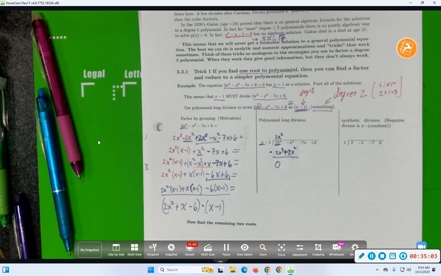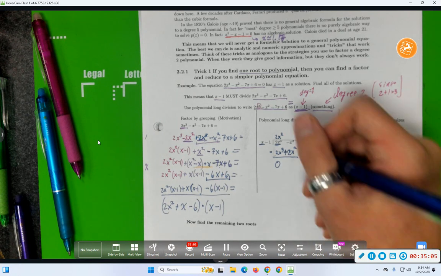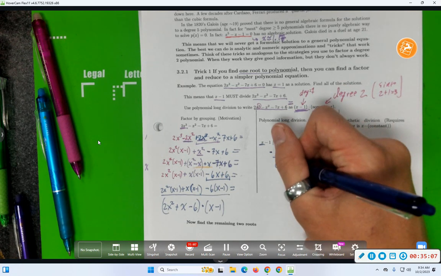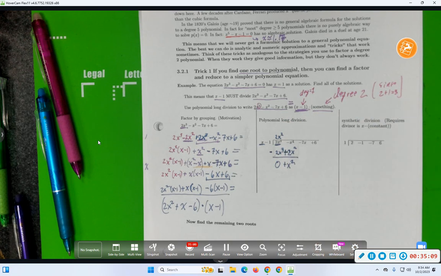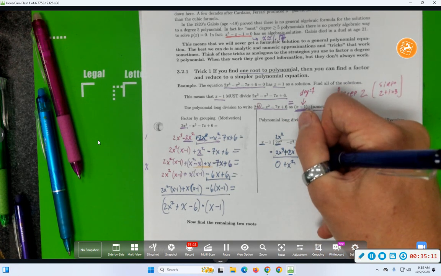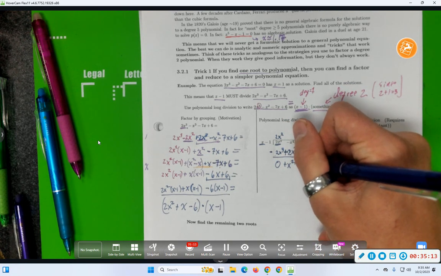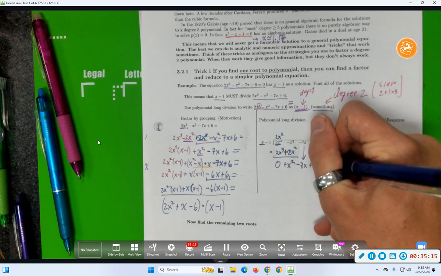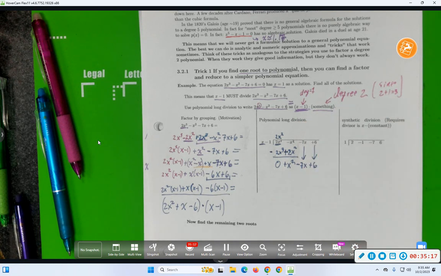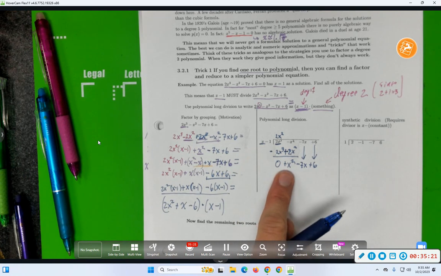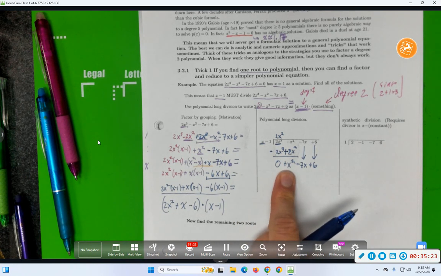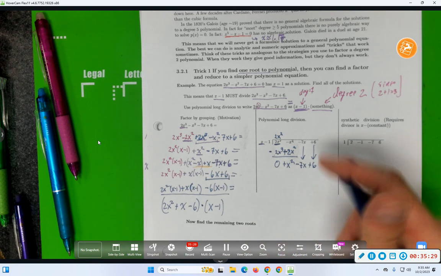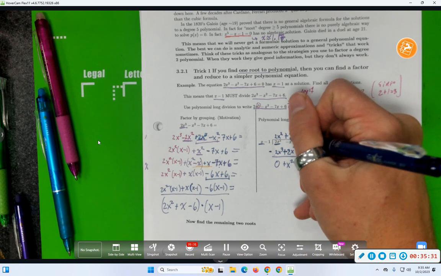That's good. That means we're reducing the degree of our problem. Minus x squared plus 2x squared is plus x squared. And depending on whether or not you want, you can carry these terms down. Maybe it's helpful to do it, maybe not. Let's get the next term. What do I need to multiply x by to get x squared? X. So next term will be plus x.